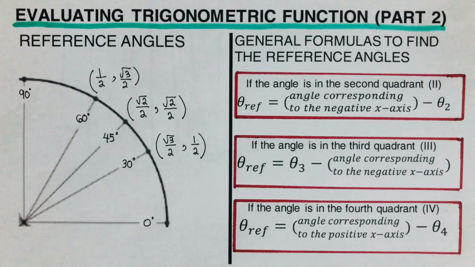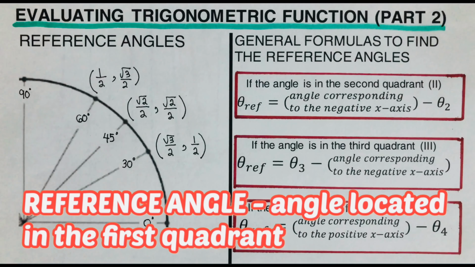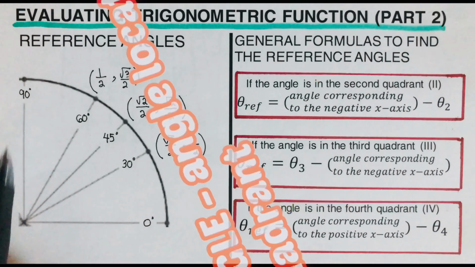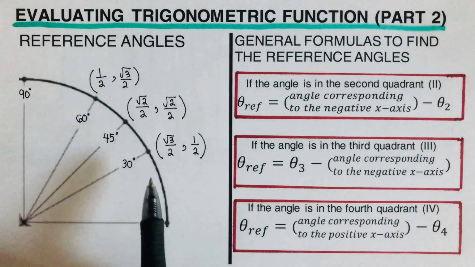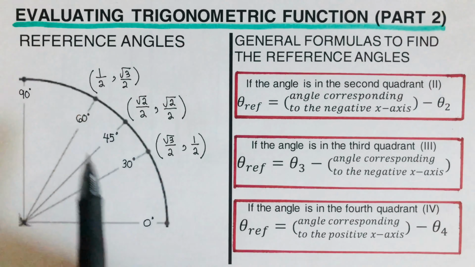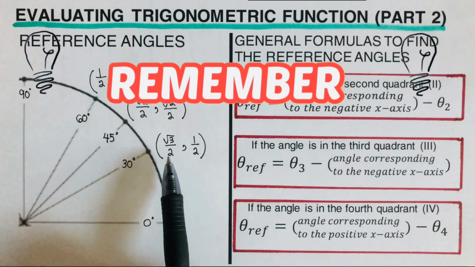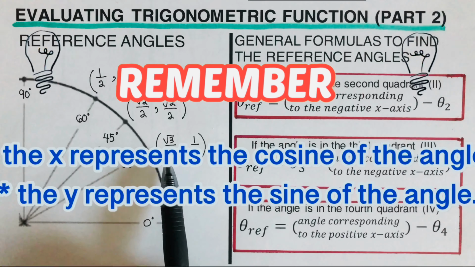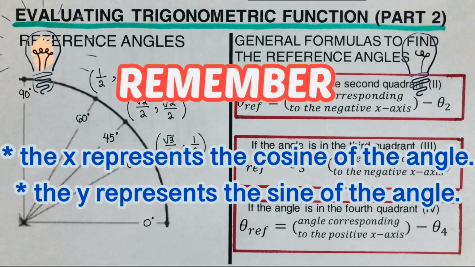First, we remember that reference angles are angles that are located in the first quadrant. So I actually cut this piece right here from the unit circle, and this is located in the first quadrant. As you can see here, there are coordinates for each of the angles. These coordinates are giving us very important information about this angle. We remember that the x represents the cosine of the angle and the y represents the sine of the given angle. So I'm just going to write that down here.